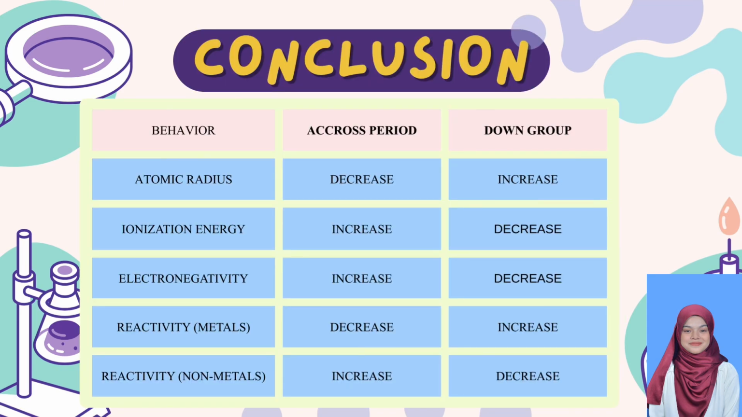So, in conclusion, periodic trends allow us to predict the chemical behavior of elements. Across a period, atomic radius decreases while ionization energy and electronegativity increase. Down a group, atomic radius increases while ionization energy and electronegativity decrease. Additionally, metals become more reactive down the group, whereas non-metals become more reactive up the group. Understanding these patterns is essential for explaining bonding, reactivity, and chemical properties in general.